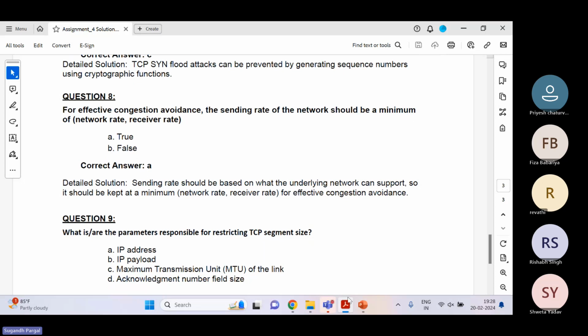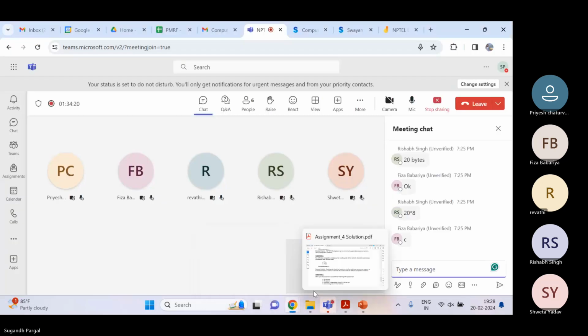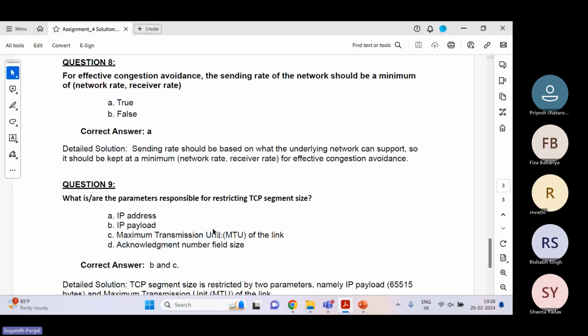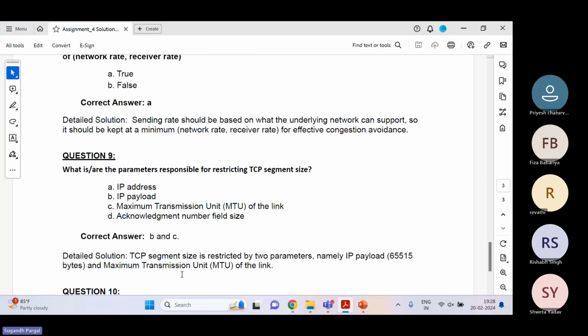So the next question is, what are the parameters responsible for restricting TCP segment size? IP address, IP payload, maximum transmission unit, or acknowledgement number field size? The answer is B and C, that the TCP segment size is restricted by two parameters, that is the IP load and the maximum transmission unit of the link.